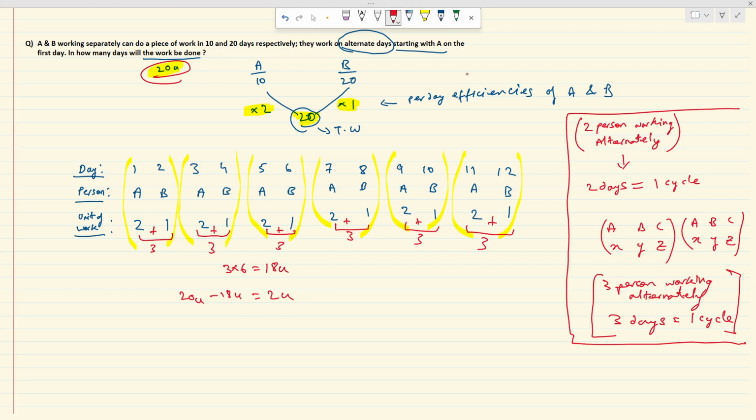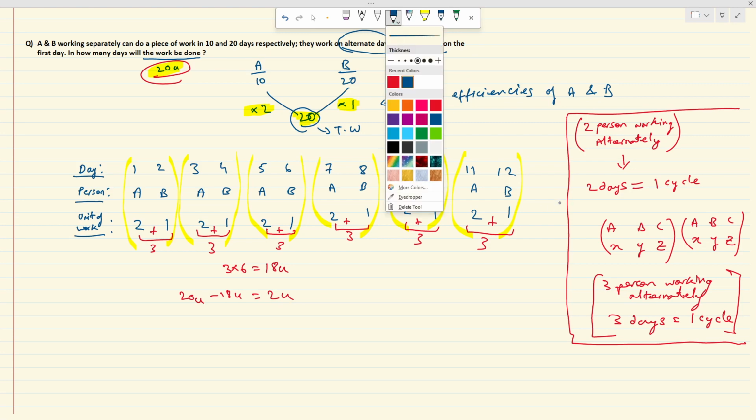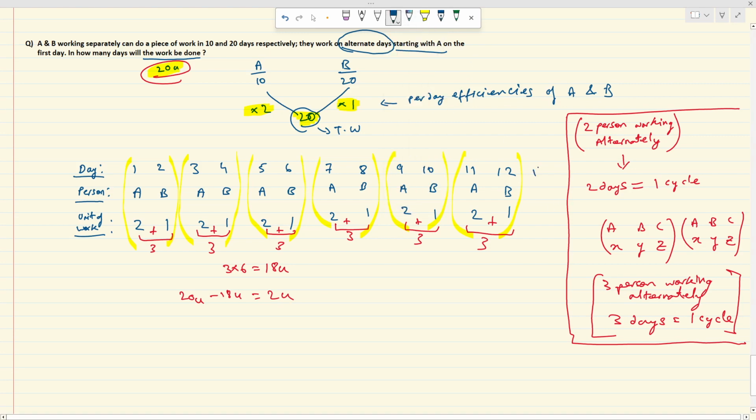And these 2 units can be completed by A alone on the 13th day. On the 13th day, A comes in the morning, and A in one day can do 2 units of work. By the end of the 13th day, when A has completed his 2 units of work, this remaining 2 units would be completed. So till here we had 18 units completed. Adding these 2 units, we get 20 units, so the full work is completed.